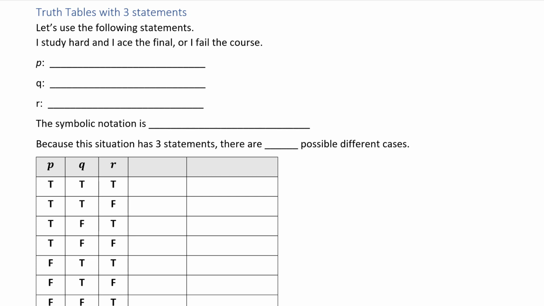Next, we're going to try truth tables with 3 statements. So let's use the following statement. I study hard and I ace the final, or I fail the course. There's a comma here, so that comma is going to remind us that we're going to have parentheses around that group. So I study hard, we'll call that P.